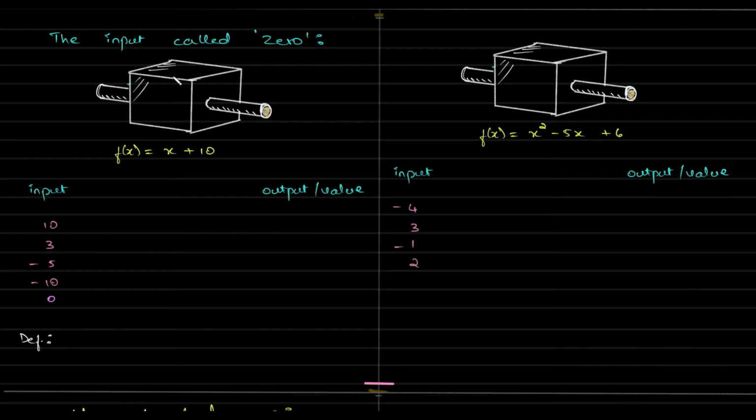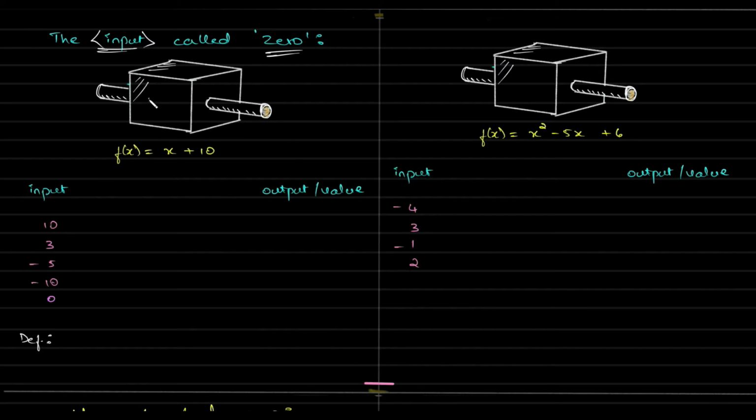Whatever we study from this point onwards, it is a core aspect of your syllabus. So we are looking at a word called zero. So zero has to do with input, the input called zero. So it has to do something with the input.